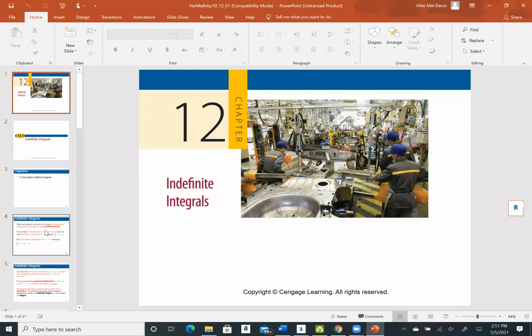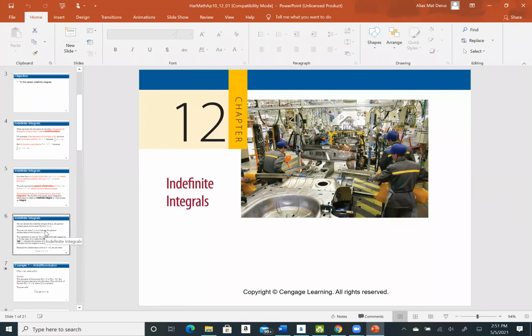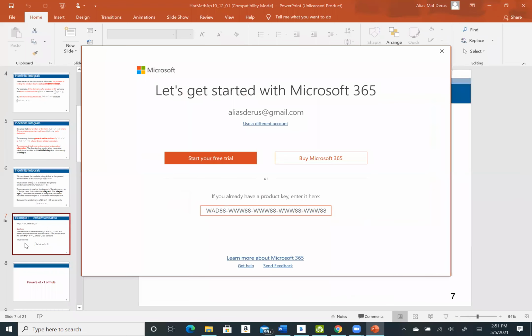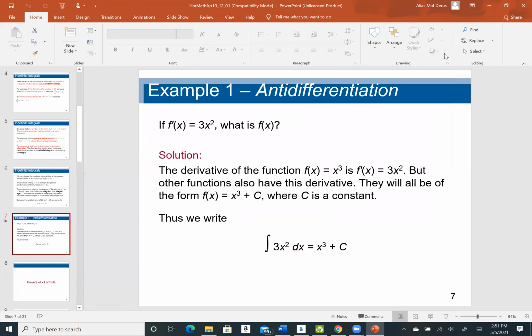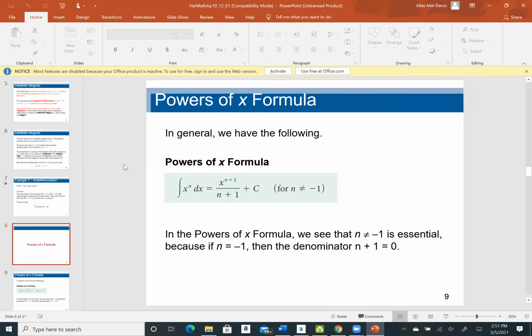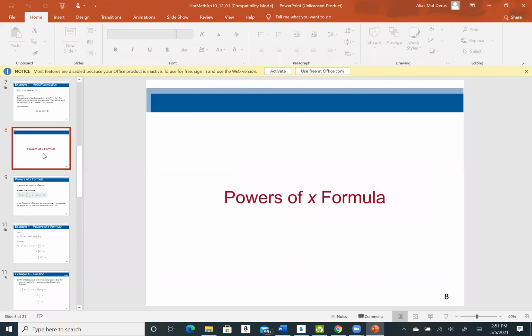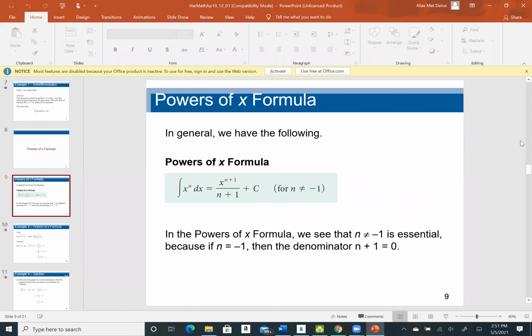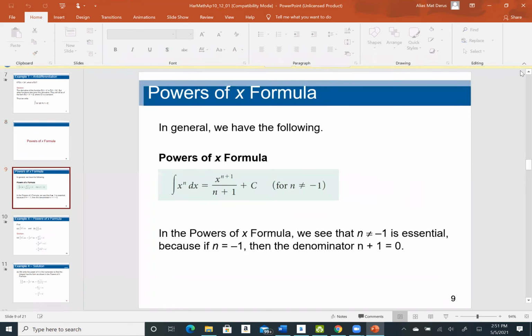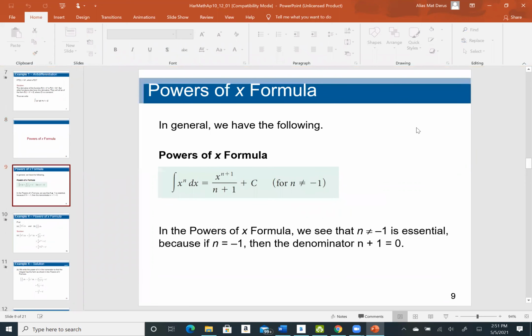Okay, second rule. Second rule is the power rule. Okay, power rule, just like derivative. So power rule, if you have a function y equal to x to the power of n, where n is a real number and n is not -1, then what is the integral? Okay, that is the formula. You increase the power by 1, and then you divide by the new power.